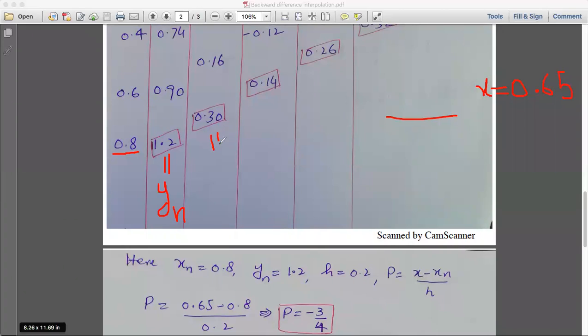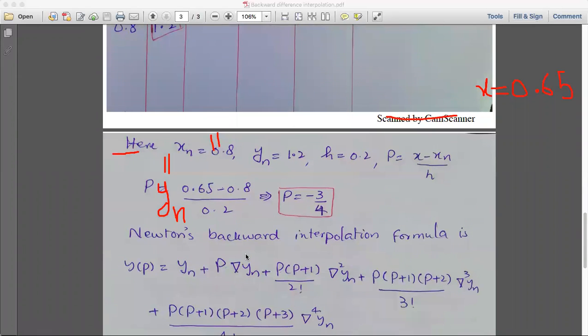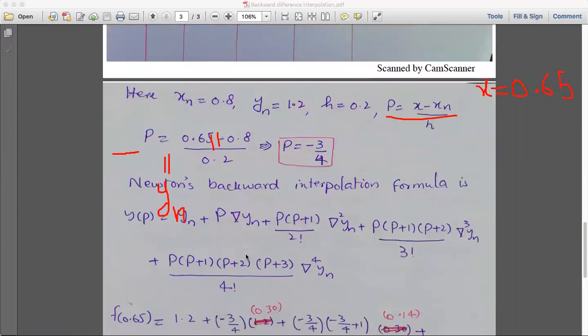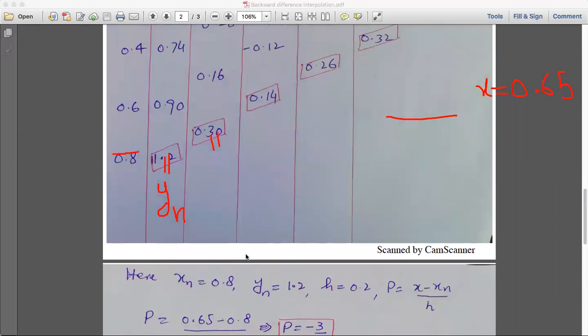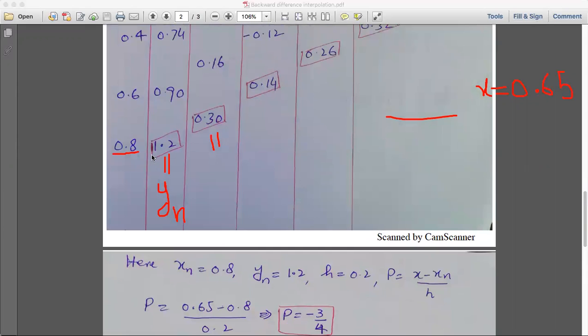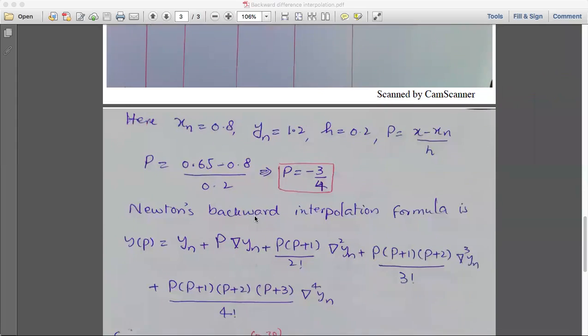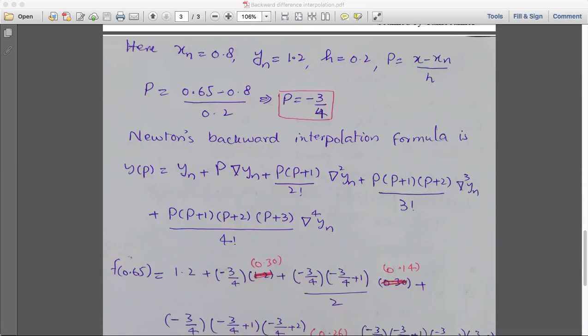And what is this, ये किसकी वैल्यू है, we can see in the table. What is the value of this one? This is equal to 0.3 is equal to delta yn. ये हमारे पास डेल्टा yn की वैल्यू आ जाएगी, this one. ओके, ये तमाम वैल्यूज हम यहाँ से लेंगे क्योंकि बैकवर्ड हमारे पास है, तो जो नीचे वाली तमाम वैल्यूज है वो हमारे पास आएंगी. So now put the values from this table. xn 0.8 है, yn 1.2 है, h हमने ले लिया. p को solve करें, when you will solve the p it will come -3/4.